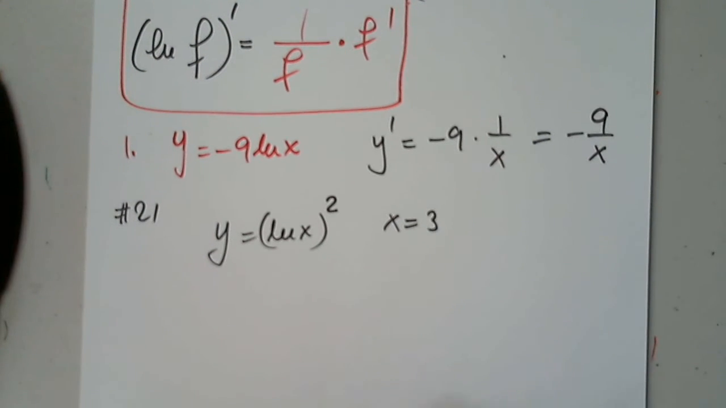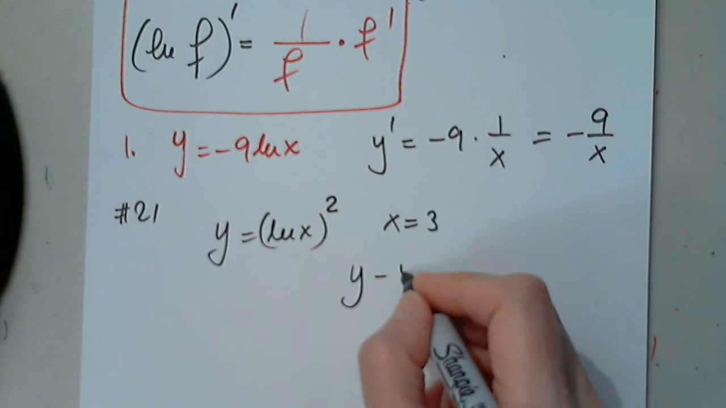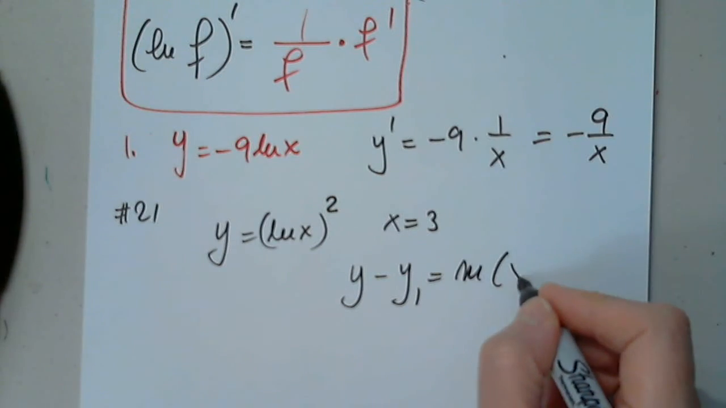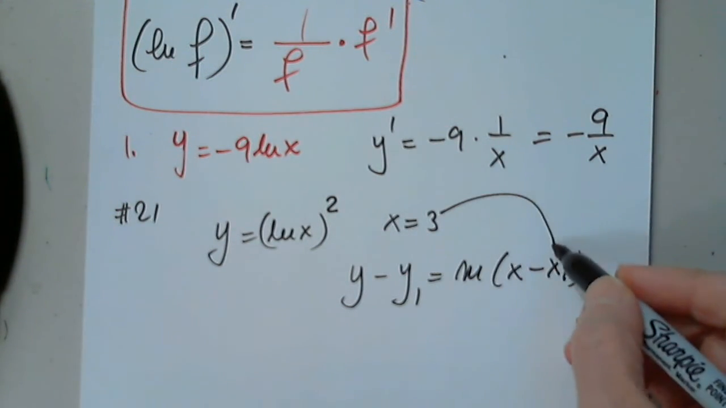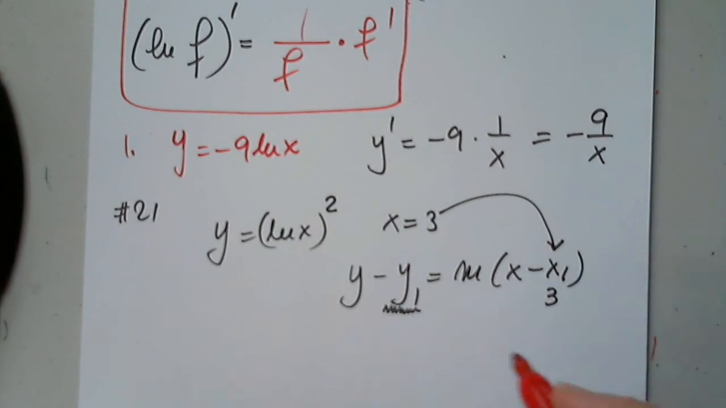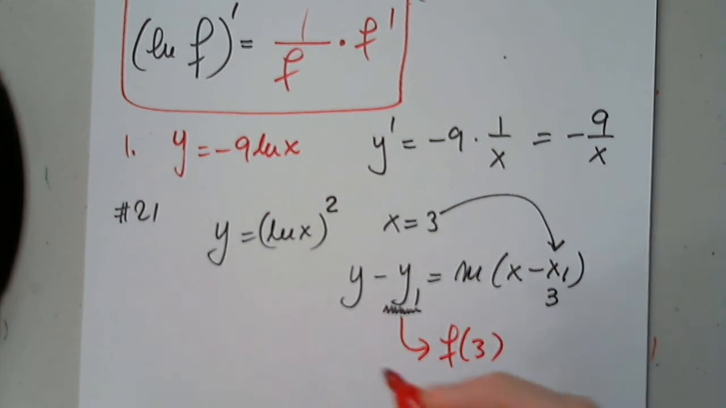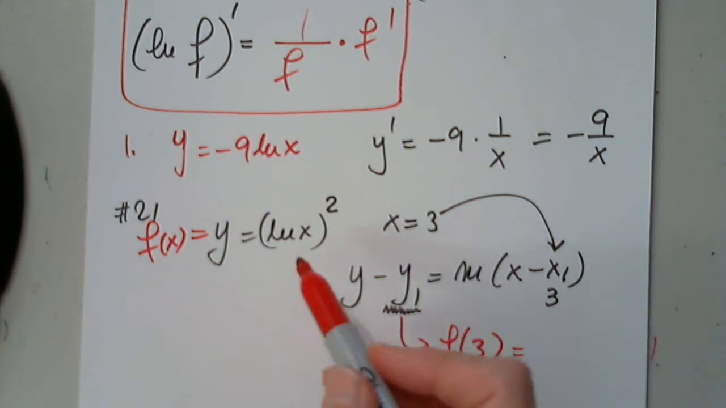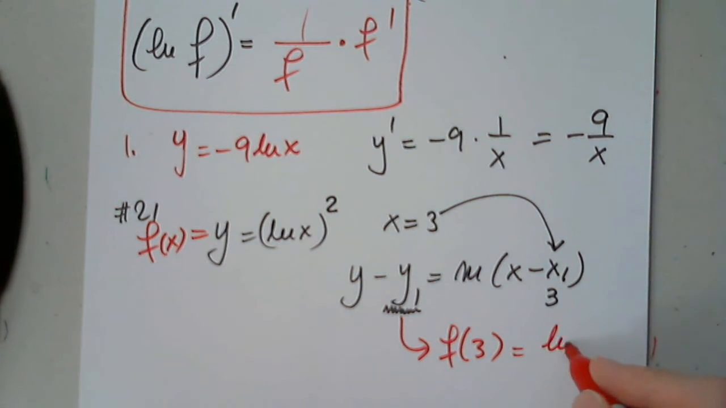When I'm asked to find the equation of a line, I write immediately y minus y1 equals the slope times x minus x1, where I know that this is 3. How do I get this? You plug in the 3. Of course. So this number is f of 3. This is also the same thing with f of x. F of 3 will be natural log 3 squared. Do not calculate that. Leave it alone.